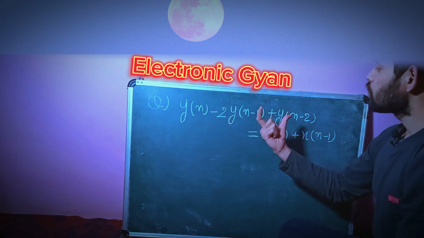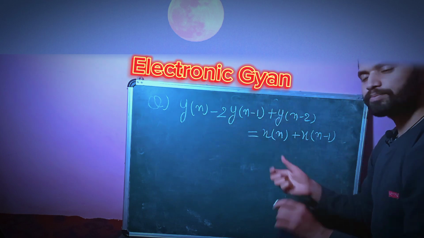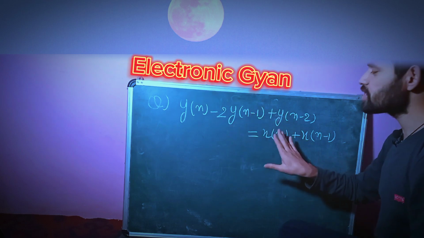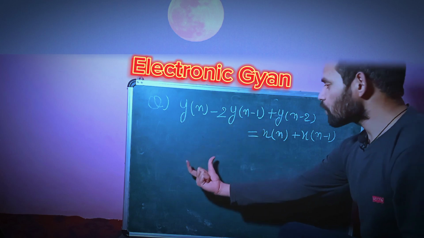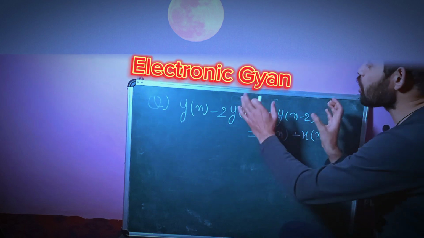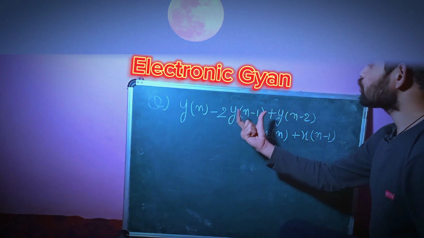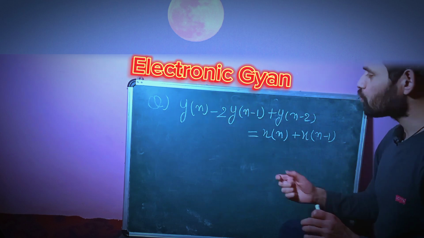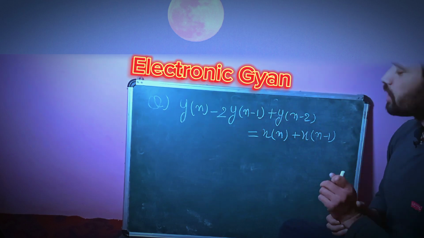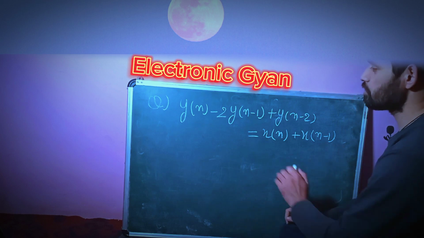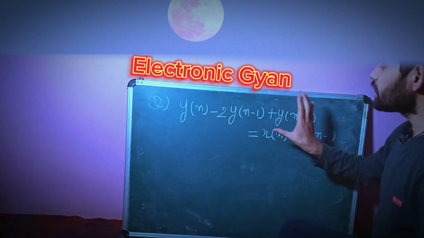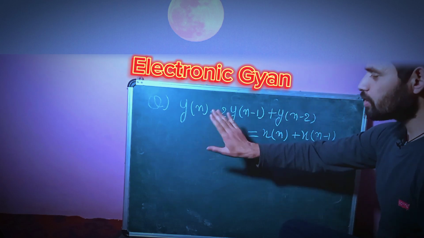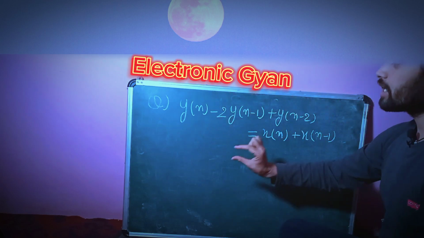Now what we are going to do is design this difference equation in direct form 1 and direct form 2. That is how to write the direct form 1 and direct form 2 for this given difference equation in discrete time system. For this, first of all, we are going to find the Z transform. Then after that we will draw direct form 1 and direct form 2.